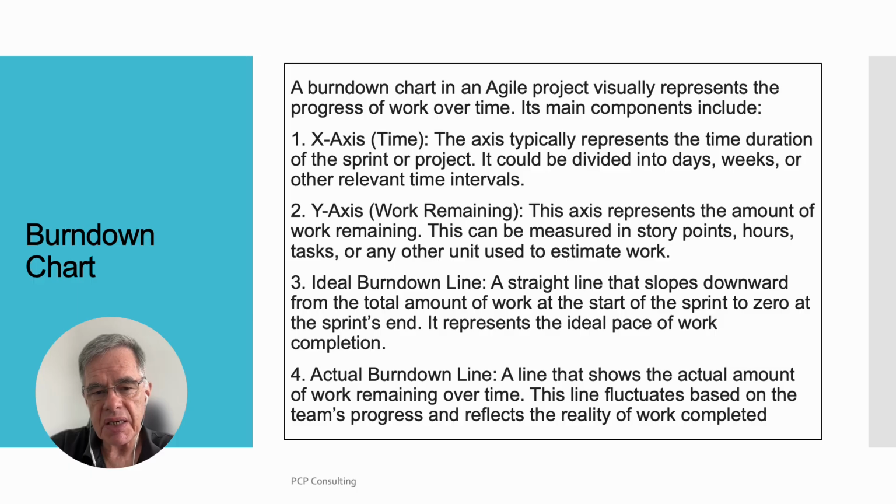Ideal burn down line, a straight line that slopes downward from the total amount of work at the start of the sprint to zero at the sprint's end. It represents the ideal pace of work completion. Actual burn down line, a line that shows the actual amount of work remaining over time. This line fluctuates based on the team's progress and reflects the reality of work completed.